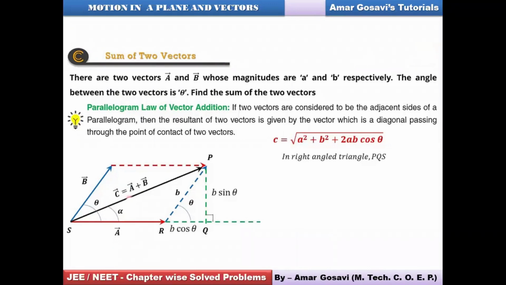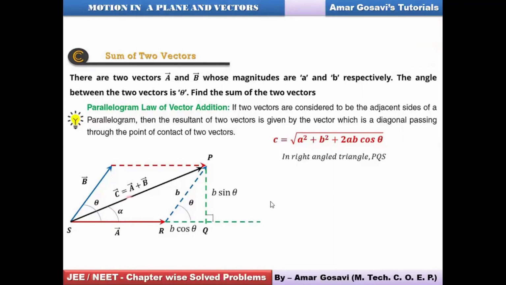Let's talk about the direction. So again, we talk about the right angle triangle PQS. Hopefully, you are able to locate the triangle. This is the triangle I'm talking about, PQS. Again, it's a right angle triangle. Now, if I want the direction of this, that's given by alpha, because the diagonal is making angle alpha with the first vector. So alpha is the direction of the resultant.